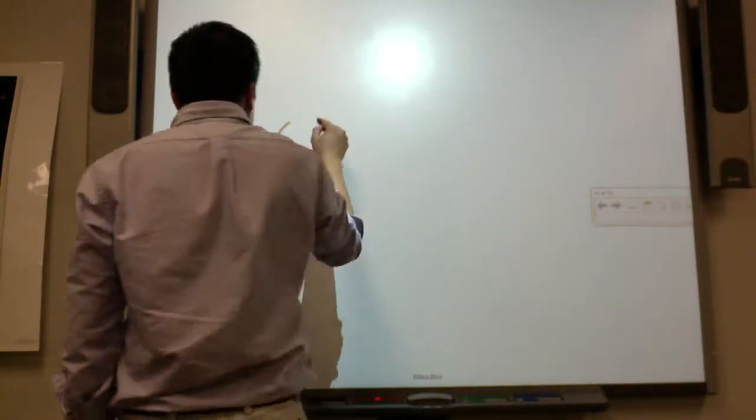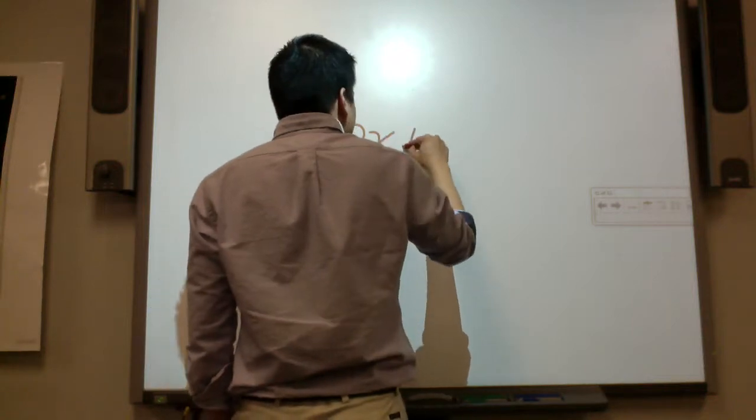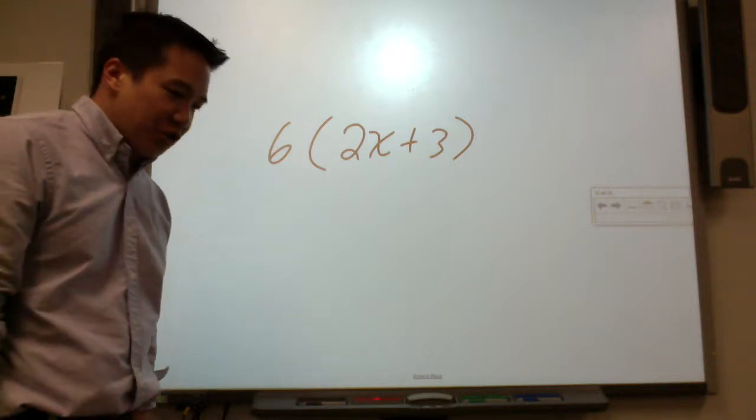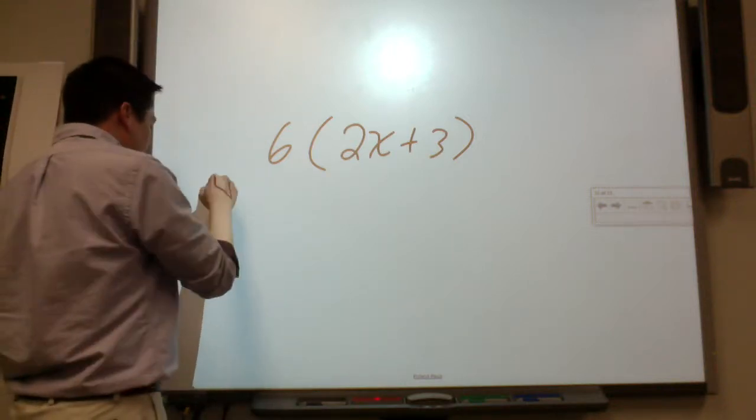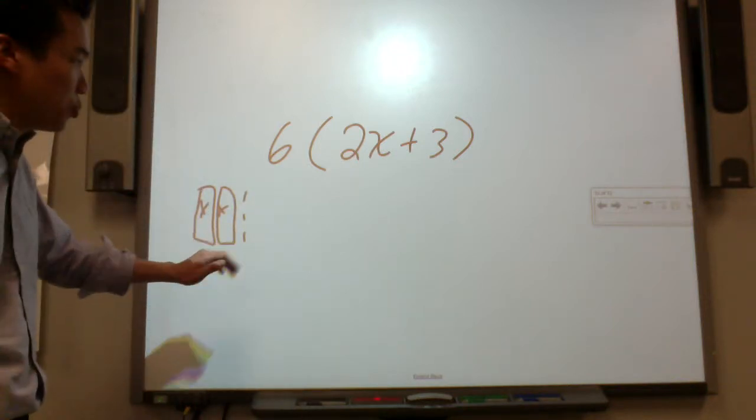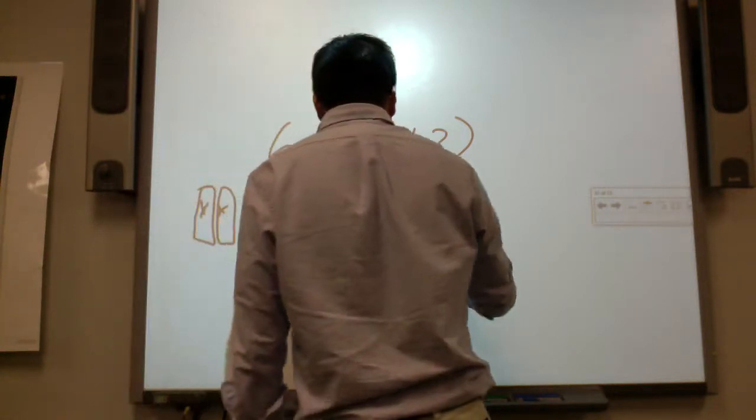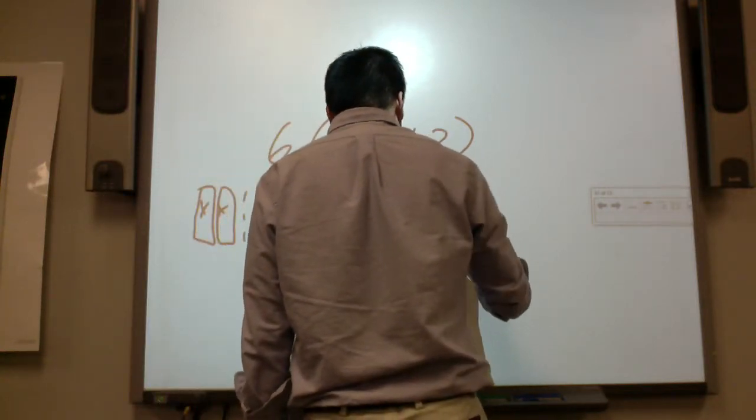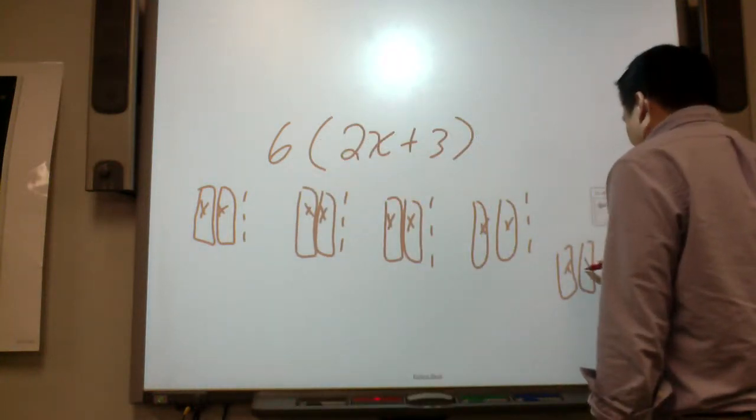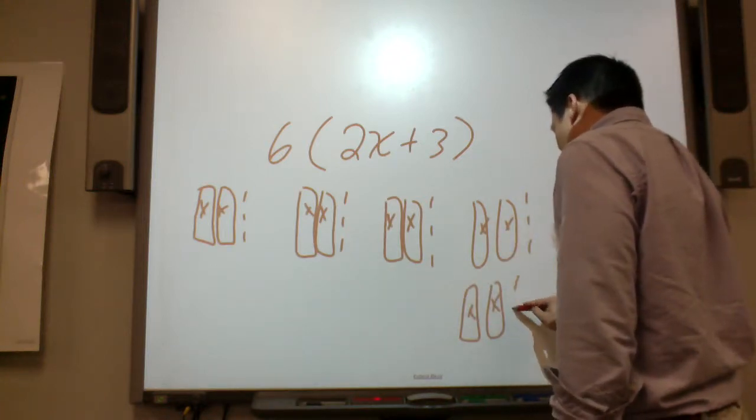Let's do 6. Let's make it a little harder. What's 6 groups of 2x plus 3? You could draw if you wanted to. Here's x, x, 3. We would have to draw 6 groups of this. Should I use fewer groups? x, x, 1, 1, 1. x, x, 1, 1, 1. x, x, 1, 1, 1. That's 5 groups. x, x, 1, 1, 1.